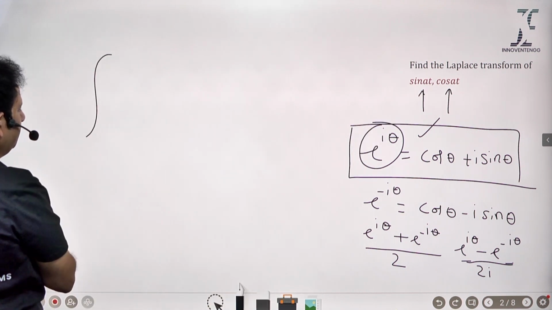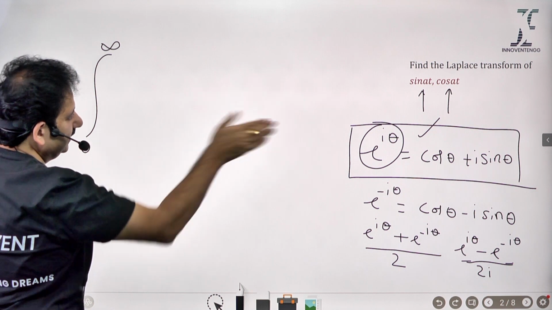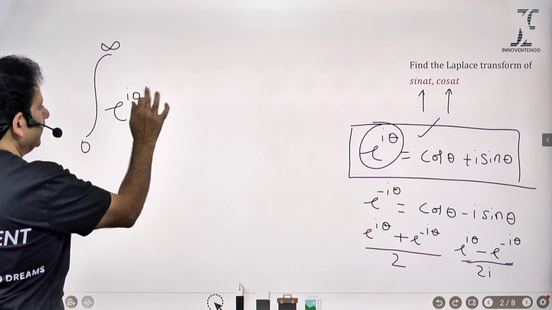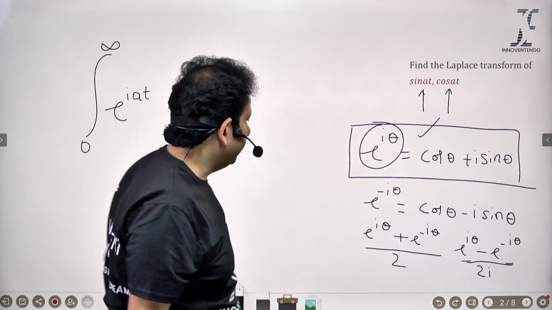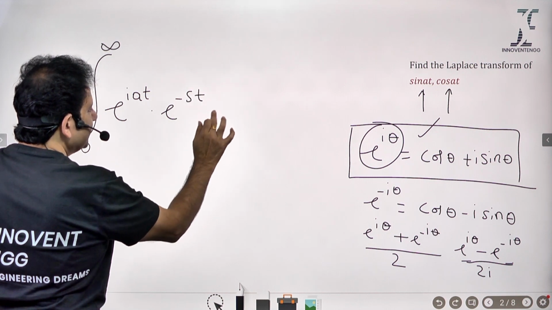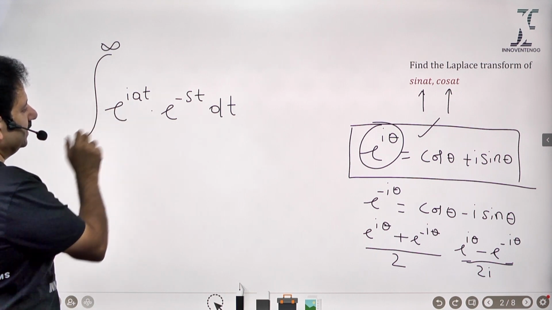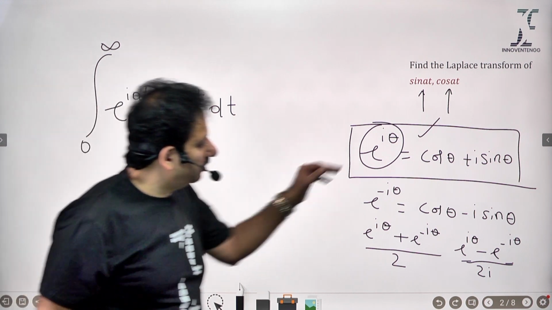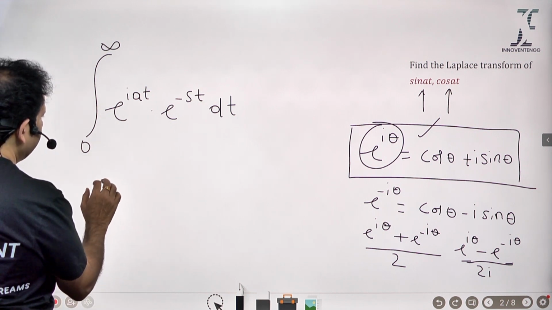So now what I would do is I would consider the following: 0 to infinity. I'm not going to use either sine or cosine. Instead, I'm going to use e power i at, because I'm replacing theta by at, right? That is my angle, and that is going to be multiplied by e power minus st dt. Correct? All that I did is I just replaced the f of t function by e power i at, because this has a definition both for cos and sine. That is the Euler formula. So how would I go about this? This is very, very easy.